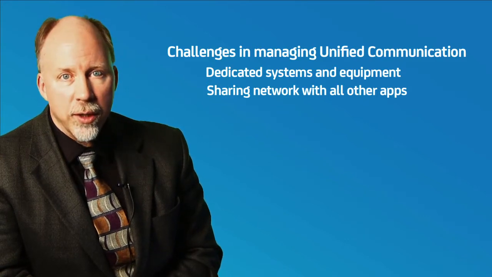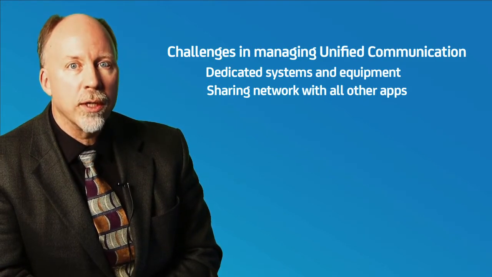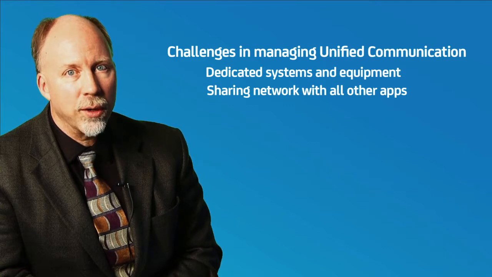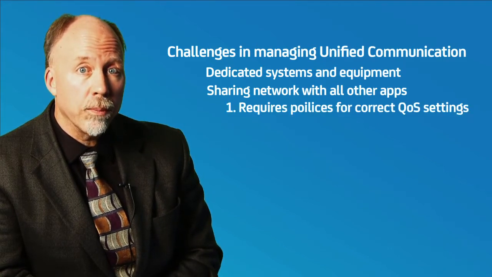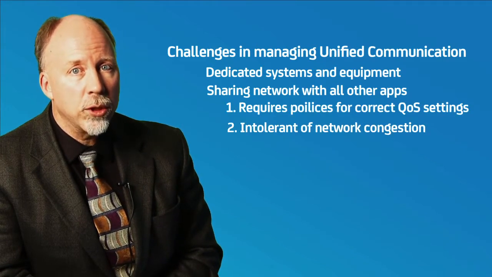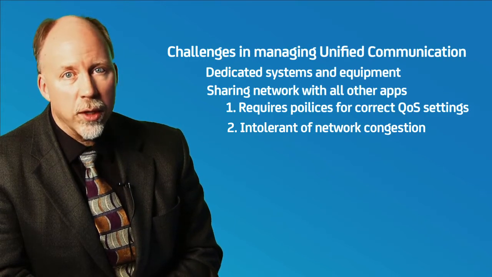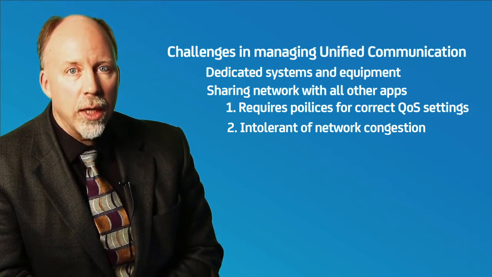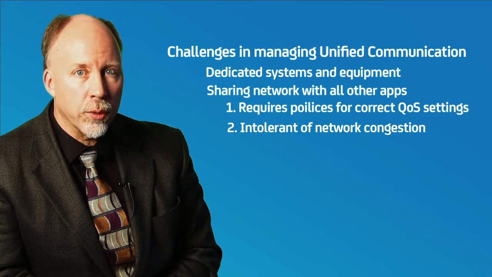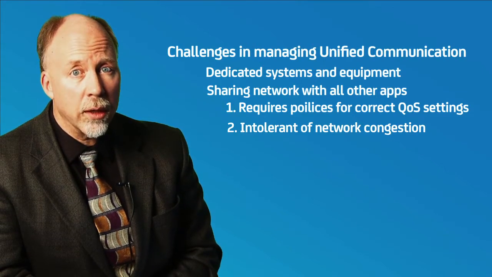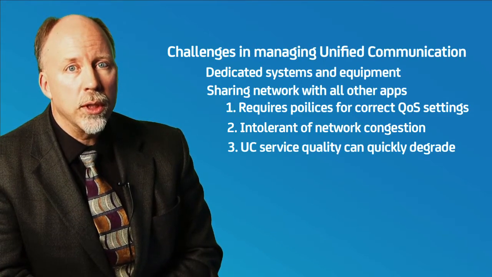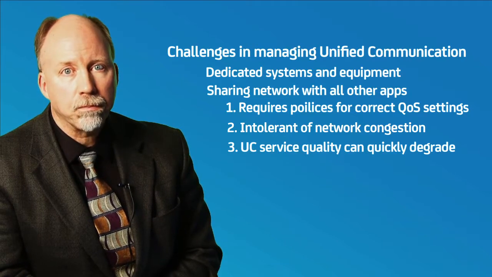The network is shared in this scenario. All those other pieces tend to be dedicated, but the network is shared. And this is where the challenge often comes up, because UC traffic must share those network links with all the other application traffic that's going on. And if you don't have policies set up to use the right QoS settings, or you have any kind of congestion issues, UC quality will likely suffer.